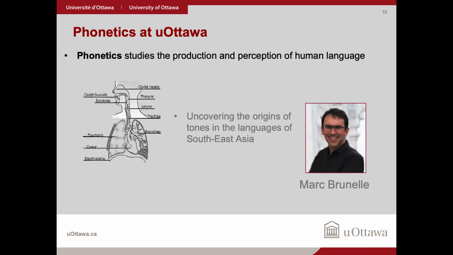One specialist in this is Marc Brunel, who is doing perhaps some of the more interesting research on tonogenesis, which is just as cool as it sounds, looking for the origins of tonal distinctions in languages in Southeast Asia particularly, where, for instance, in English we would have a distinction between beer and bear, a typical vowel distinction, you might have something like ba, and those would be two different words.